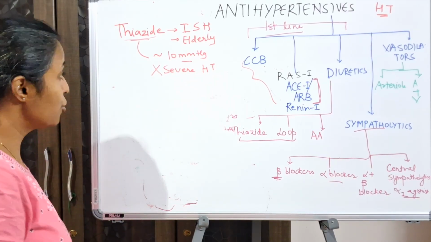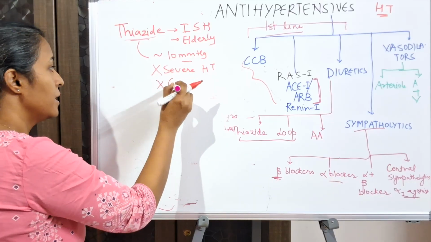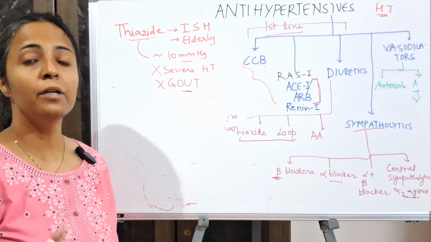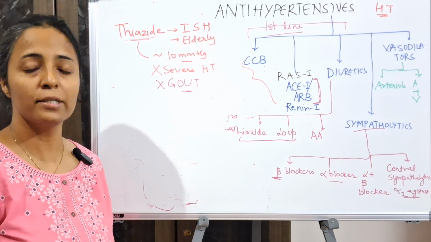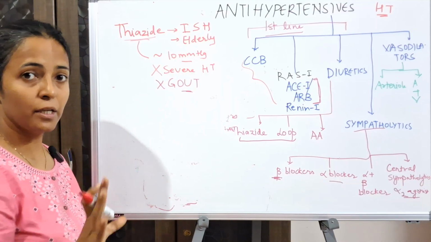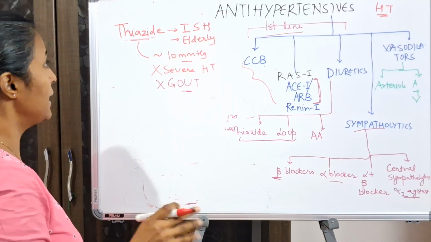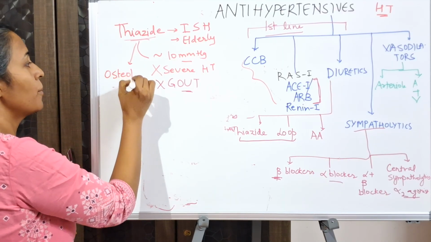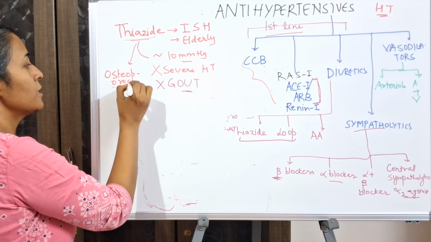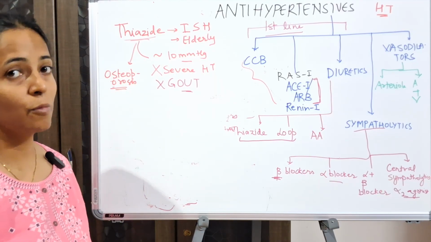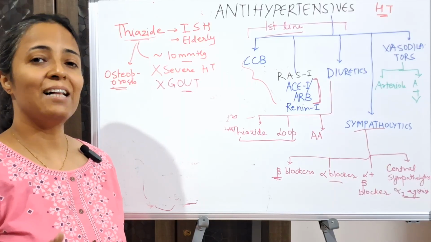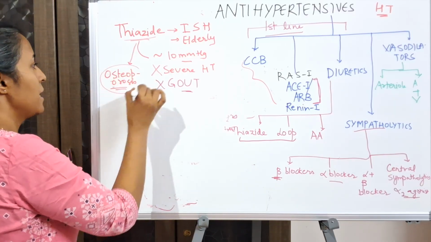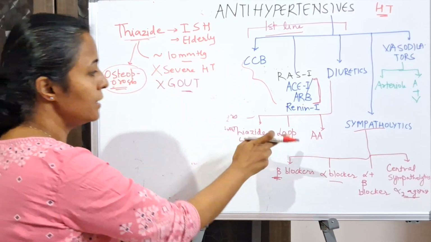Then they should also not be given in gout, because these thiazide diuretics lead to hyperuricemia, an increase in the uric acid levels in blood. So they should not be given in gout. But they can be given in case of osteoporosis. So again a comorbidity. If osteoporosis is present, then thiazide diuretics prevent the calcium loss from the kidneys. So they are maintaining the calcium levels in the blood, so they will be helpful. Understood? So that is thiazide diuretics.